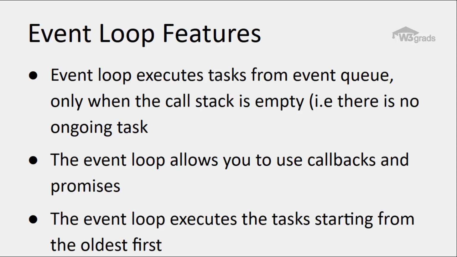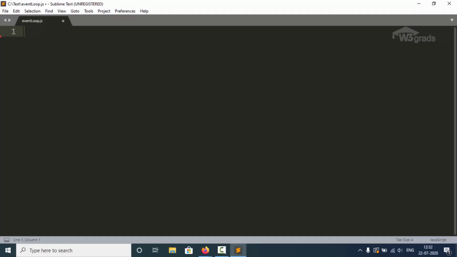Now, let's take a quick example of the event loop. I already have my Sublime text editor open, where I have already created a file named eventloop.js. This file is saved in the test folder in C drive. Now, I will write the first statement, console.log, and pass a string message as "statement1" in double quotes.